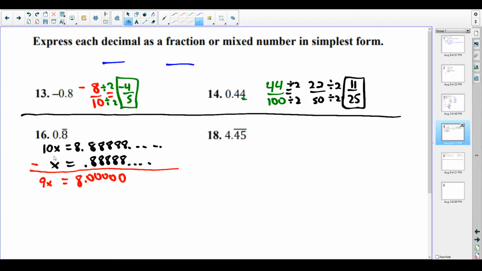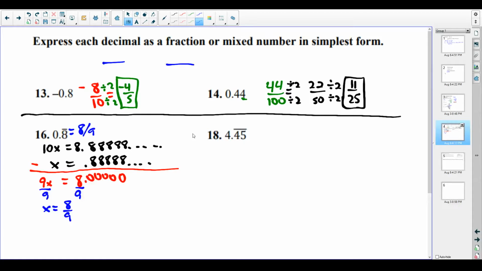So to get x by itself, we do the opposite of what happened before. So to get rid of times 9, we would divide by 9. And we're left with x equals 8/9. So what is 0.8 repeating as a fraction? It is 8/9. Piece of cake, but not really. But it's a fun trick. If you can figure this out, it's not so bad.